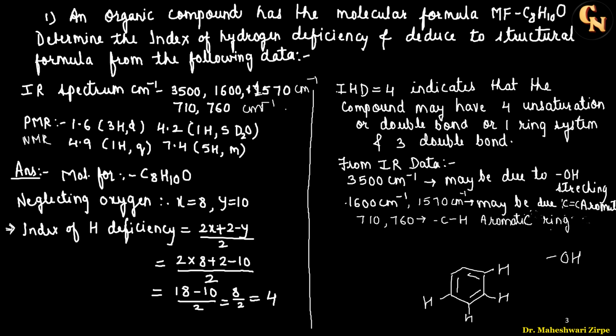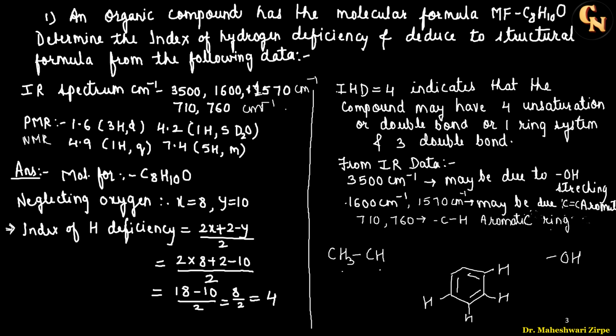Now using PMR data, let us find out which are the other groups. When they say 3 hydrogen doublet at 1.6, what does it indicate? 3 hydrogens means this must be because of a CH3 group, and it is showing a doublet, meaning its adjacent group may be a CH group. CH3 will show a doublet only if it has one proton adjacent to it. So here you will find that it has CH3 CH.